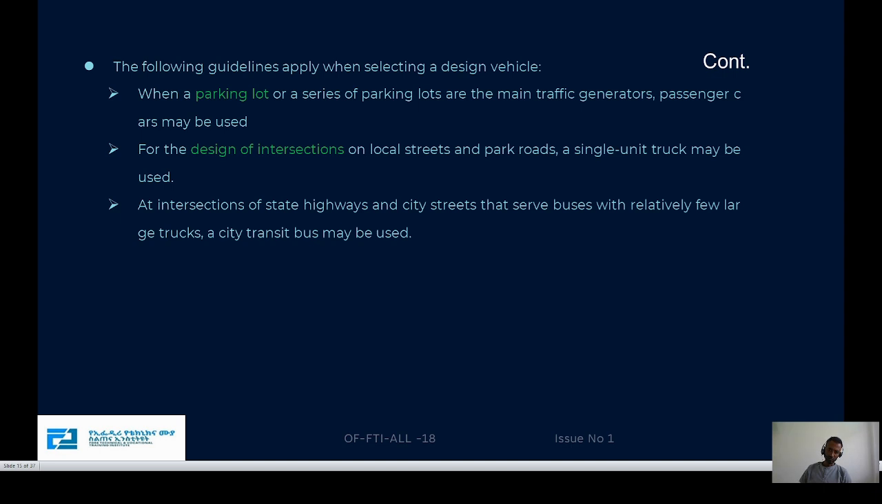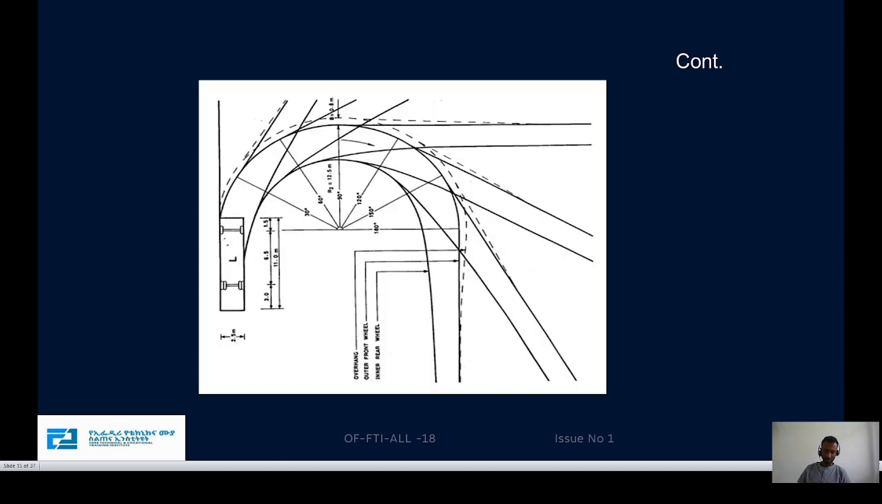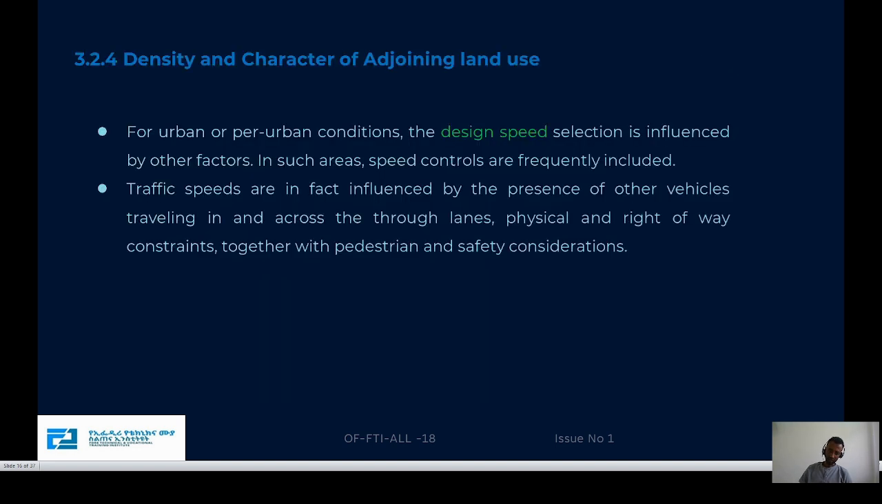The following guidelines also apply to selecting design vehicles, for instance in parking lots. The design of intersections will also be very important. This one is a vehicle, with width, length, and also height. It is described with a curve, so the curve will accommodate this 11 meters, but the length of trucks will be provided for the road.